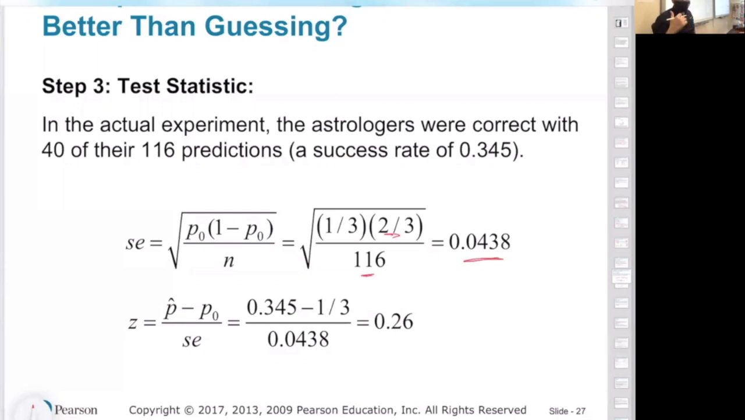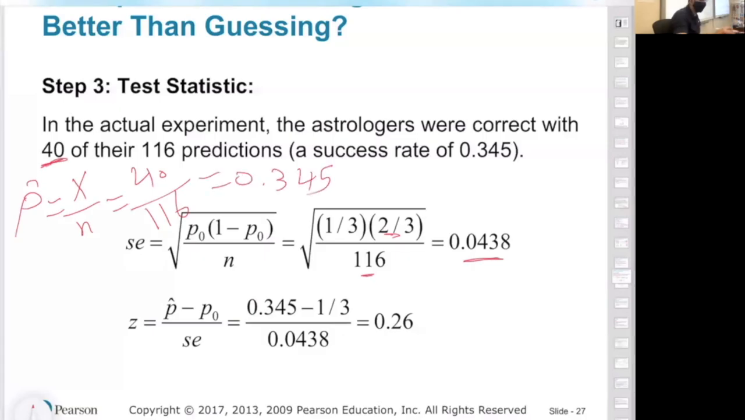From the experiment, we found that out of 116 adults, 40 of them predicted correctly. So p hat is X divided by n. So it's 40 divided by 116, so it's 0.345. So this is p hat.